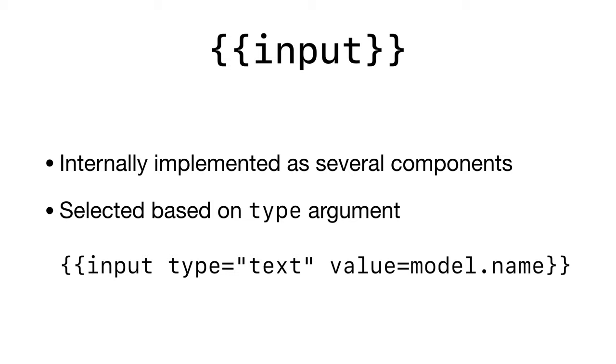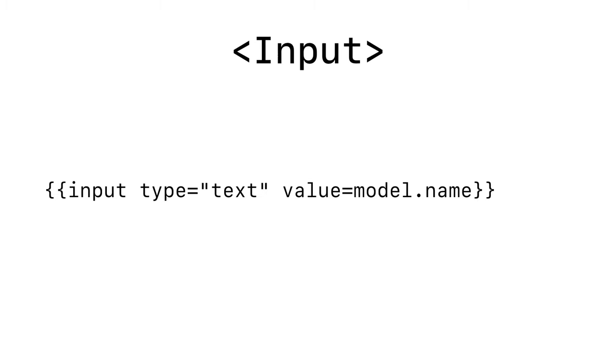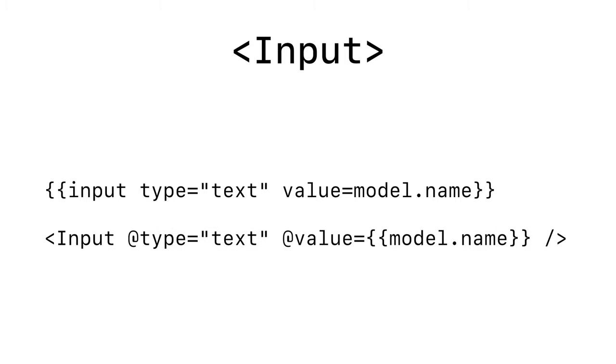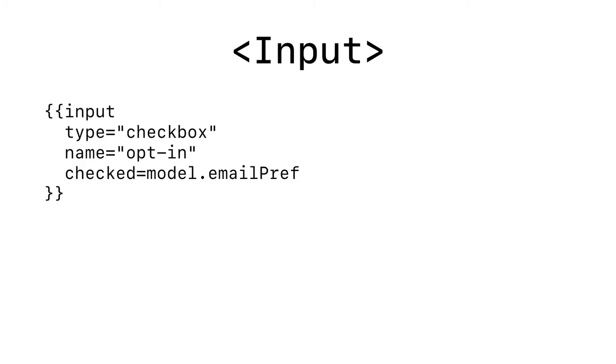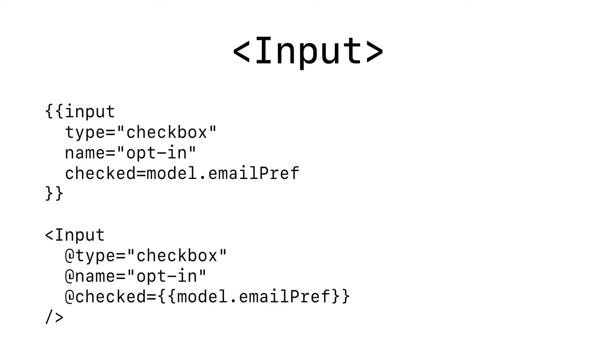This in itself causes some uncertainty and has its own challenges for implementation. So when we're dealing with a text input, it's about exactly what you'd expect here. The RFC proposes that we keep the same naming structure, we use the angle brackets, and we pass arguments of type and value. And then it works like it did before. For a checkbox input, similar. Type checkbox, name, and instead of passing value, we pass checked as a named argument.